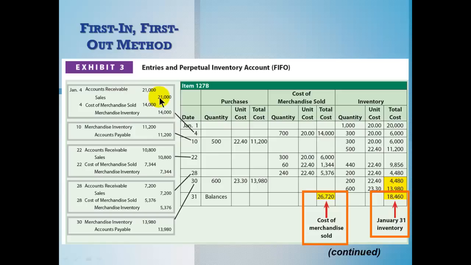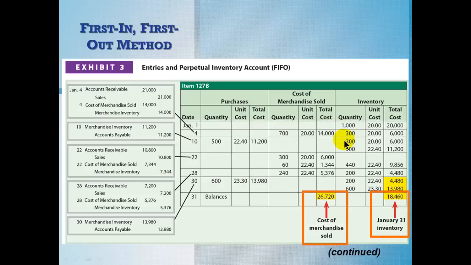The $21,000 entry here is simply to record the sale. Remember, credit sales to increase it, and we create an account receivable, which is an asset, for $21,000. The $14,000, again, is the 700 units at $20 cost. Now, this next transaction simply adds a layer of inventory, a layer of 500 units at $22.40. That's depicted over here. Now, how did I get down to 300? Well, that was the original quantity of 1,000 less the 700 we sold to get down to 300.